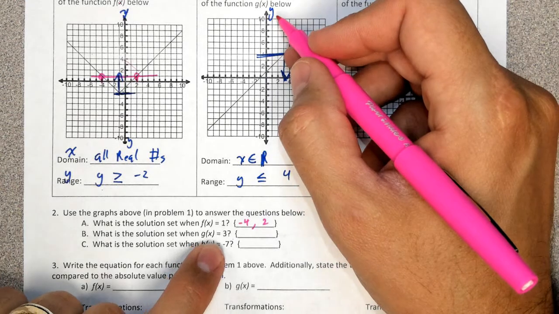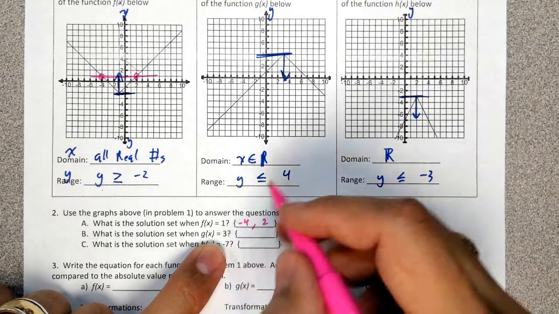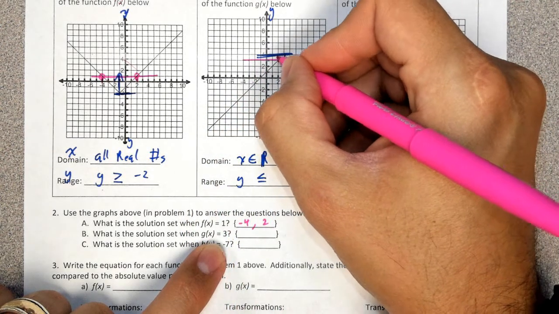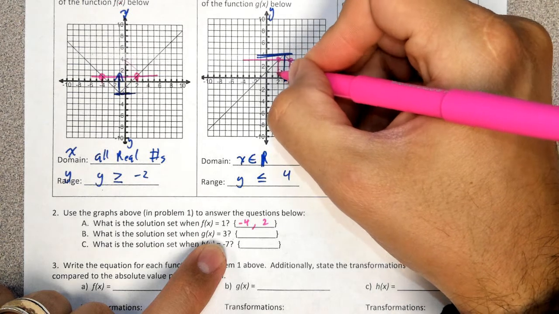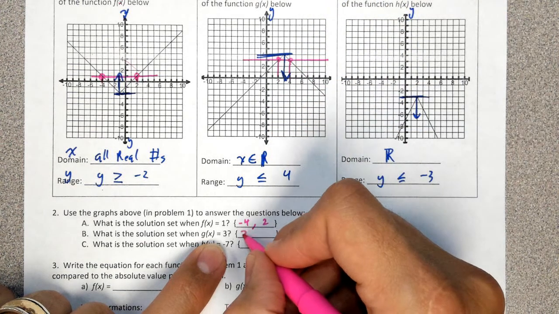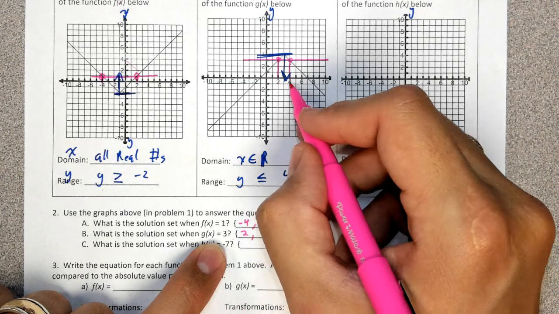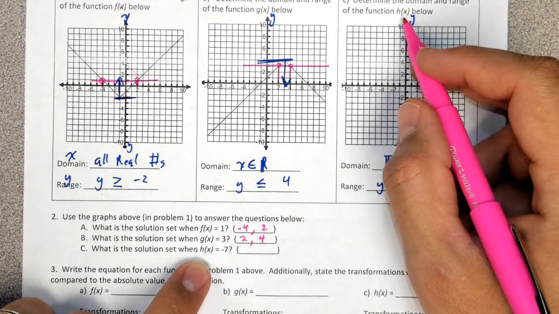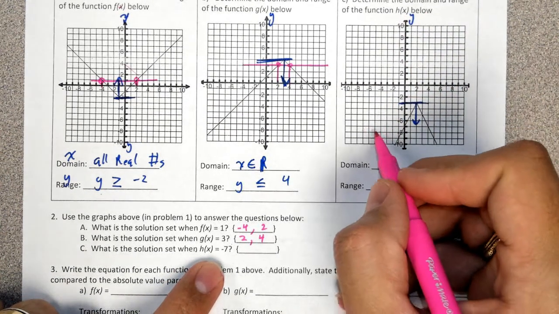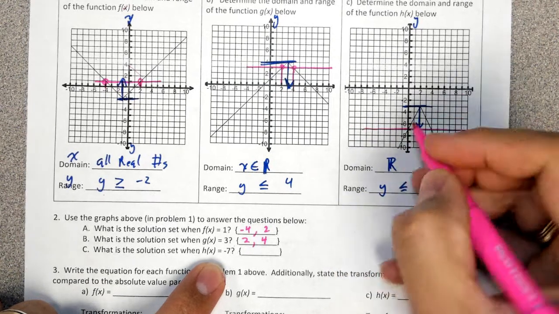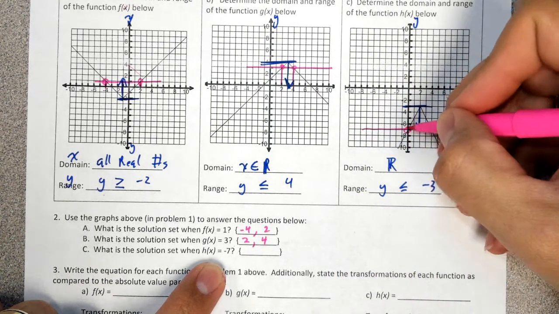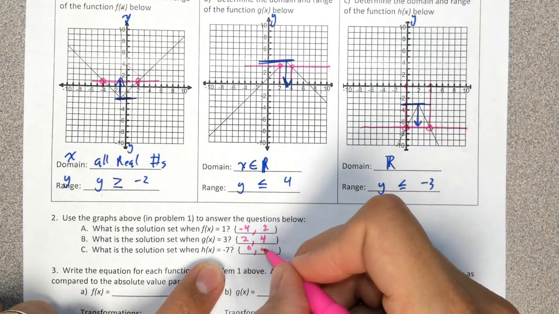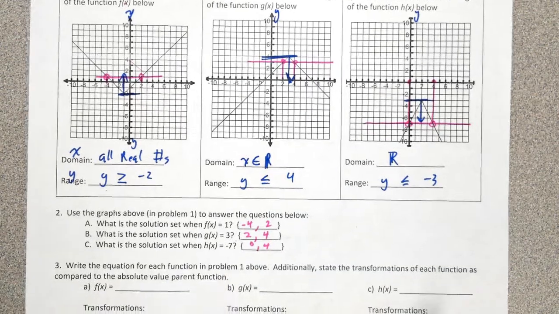On g of x, I have it equal to 3. So I'm going to draw a line where y equals 3. I have two solutions there and there. Bring them down to the x-axis. I have 2 and 4. And then on h of x, I'm looking for -7. Intersects there and there. That one, of course, is going to be 0. This one is 4. So those are my solutions for number 2.